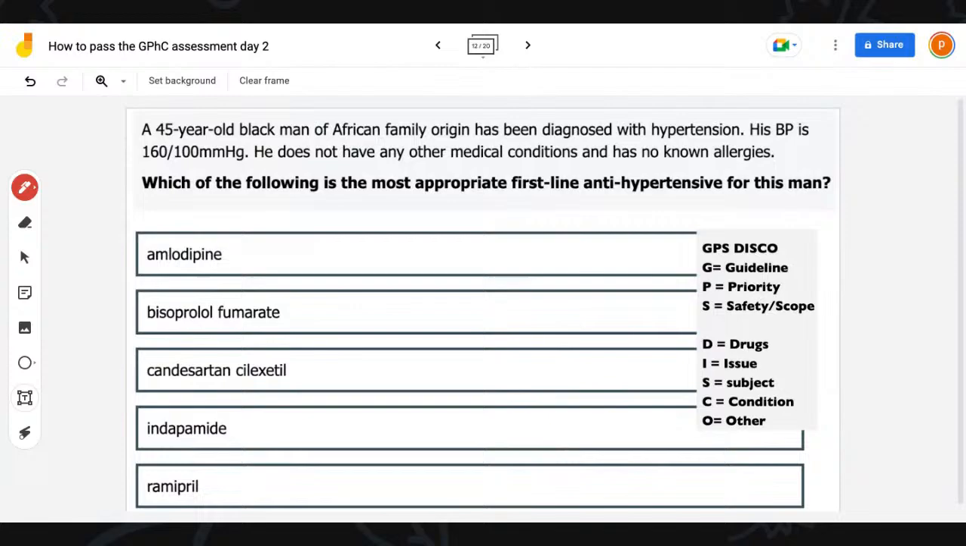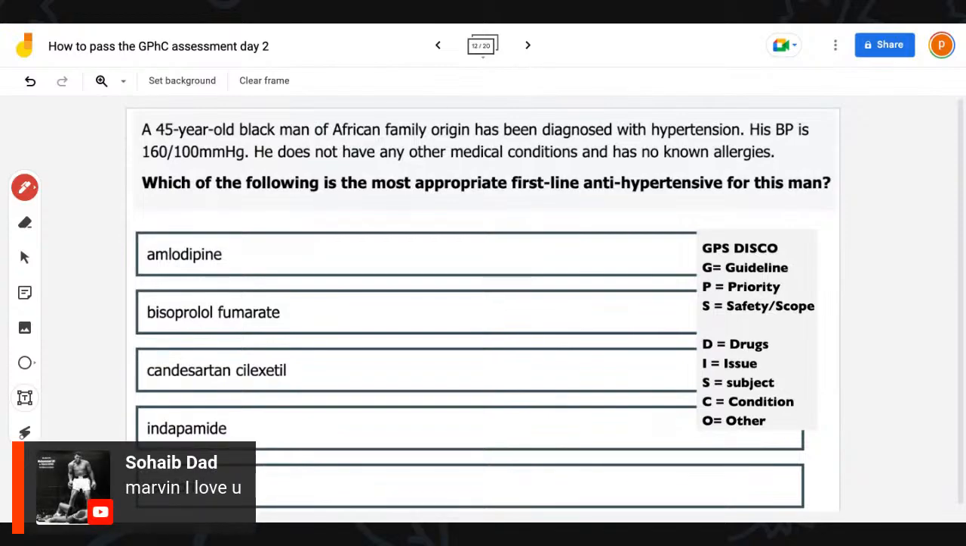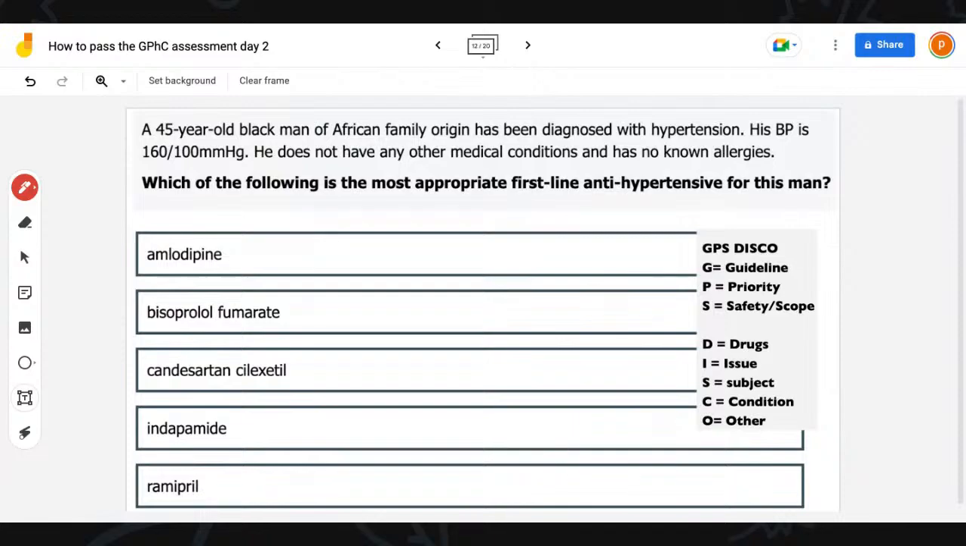Okay, so I'm getting loads of A's. Loads of A's. Fantastic. Marvin, I love you. I love you too. So great stuff. I love the love.